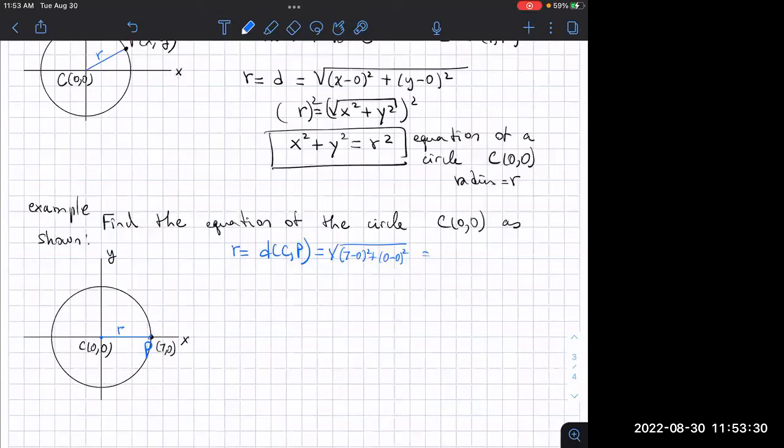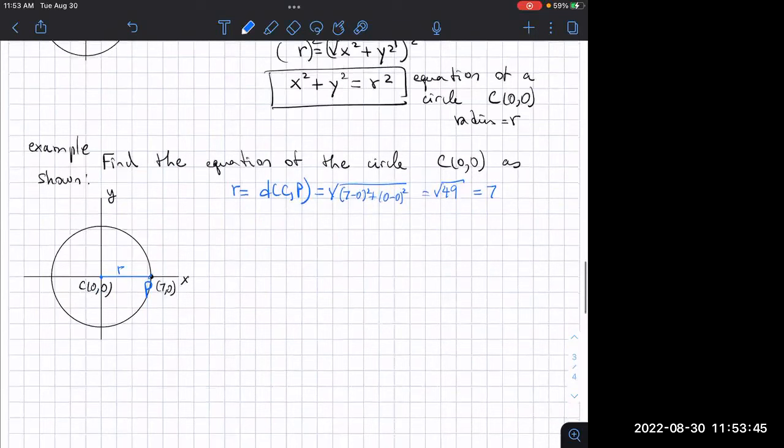Seven minus 0 is 7, so you get the square root of 49, and the square root of 49 is 7. Now you could have seen it also because this line segment is horizontal, so they both have the same y component. Then the distance will be just the difference in the x components, 7 minus 0. That's another way of looking at it, and that's just because this is a special case. Both points are on the same horizontal line, or you could also apply it for a vertical line.